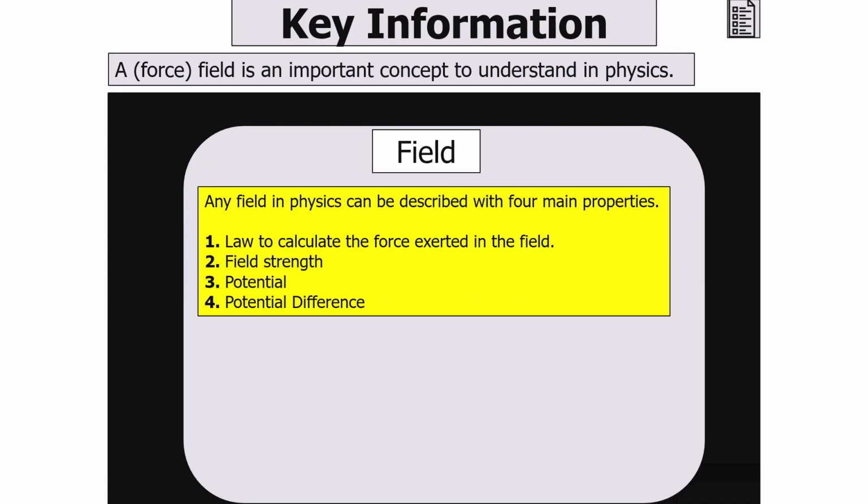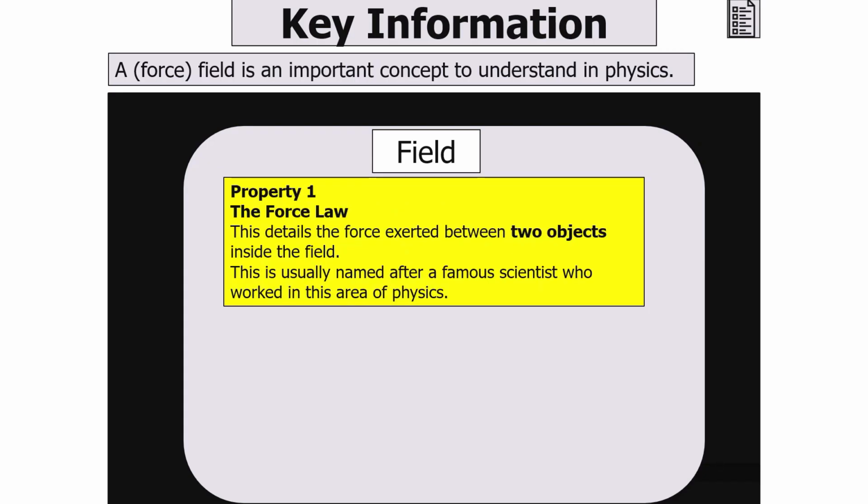So any field in physics can be described with four main properties: the law to calculate the force exerted, the field strength, the potential, and the potential difference. So the first property is the force law, and this details the force exerted between two objects when inside the field, and this is usually named after a famous scientist who's worked in this area of physics.